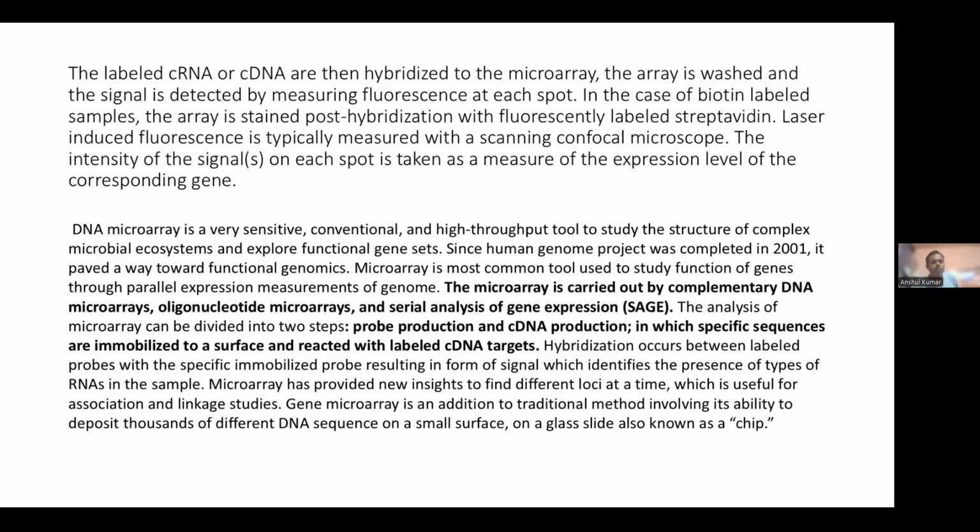Now the labeled cRNA or cDNA are then hybridized. Already we have discussed this, and it's a very sensitive, conventional, high throughput tool to study the structure of complex microbial ecosystems and explore functional gene sets. Since the Human Genome Project was completed in 2001, it paved the way forward for functional genomics, and microarray is the most common tool used to study the function of genes through parallel expression measurements of the genome. The microarray is carried out by complementary DNA microarray, oligonucleotide microarray, and serial analysis of gene expression, SAGE. So SAGE is also an important type of microarray.